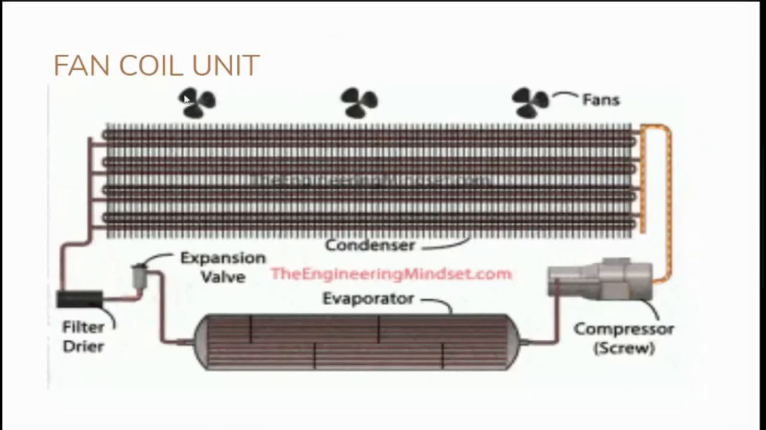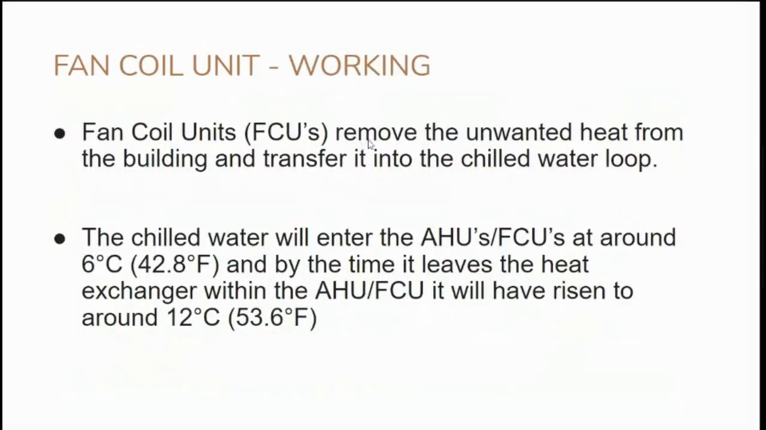So in a fan coil unit, there are fans that is used to transfer the heat from the space within the building to the chilled water. Fan coil units remove the unwanted heat from the building and transfer it into the chilled water loop. The chilled water will enter the fan coil unit at around 6 degrees Celsius, as we saw earlier, and due to the transfer of heat, the temperature rises to around 12 degrees Celsius. That is, in Fahrenheit scale, the temperature rises from 42 degree Fahrenheit to around 53 degree Fahrenheit.